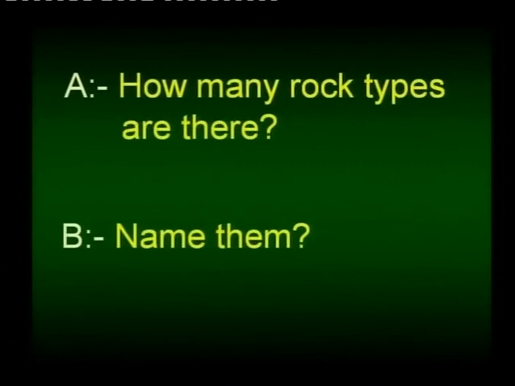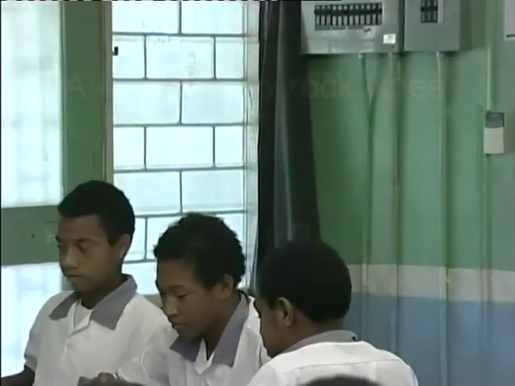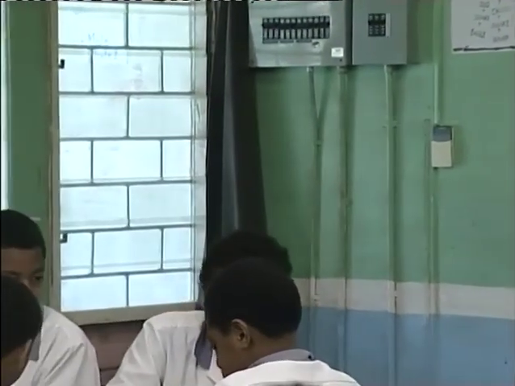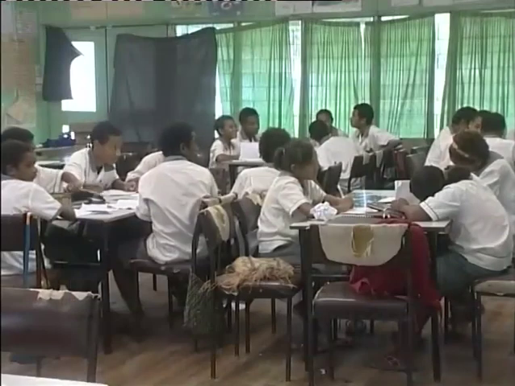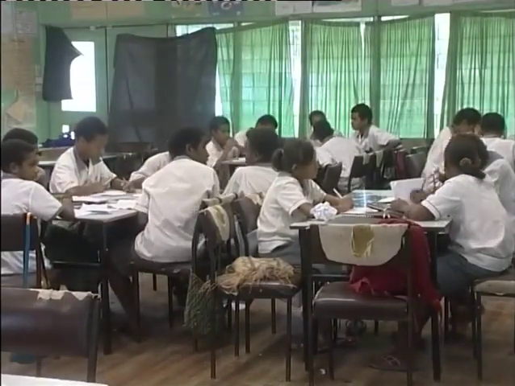You tell the teacher. Three. Okay, three types. And what are they? Name them. Sedimentary, igneous, and metamorphic. Okay, very good. Like Robert has already said, there are three types of rocks, and Ubao named them, so did Robert.